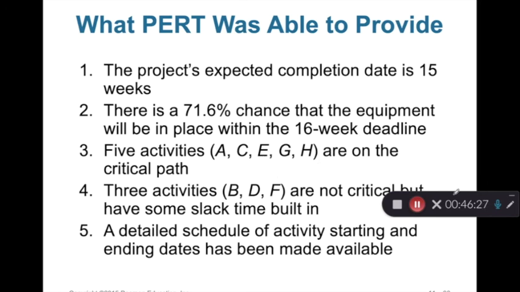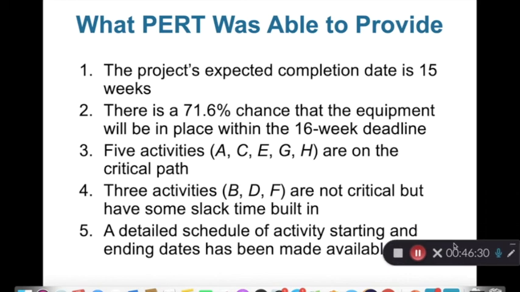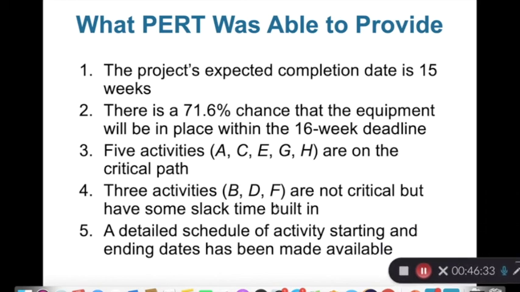And you should also know there are three activities, B, D, F, that are not critical, because they have slack time. And then based on the forward process and the backward process, you can develop a detailed schedule. This we call project scheduling.